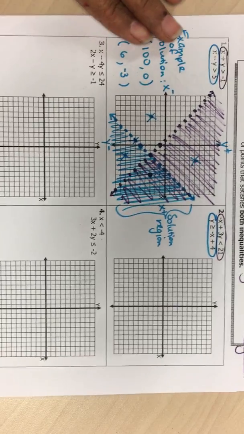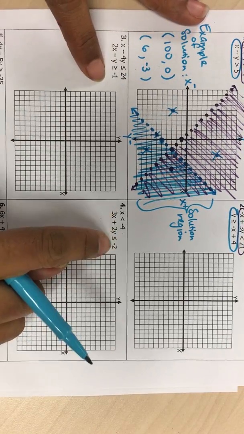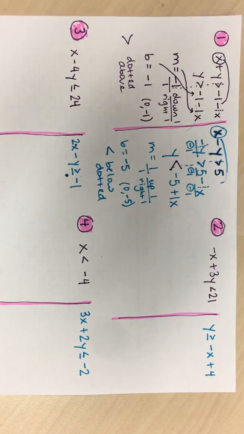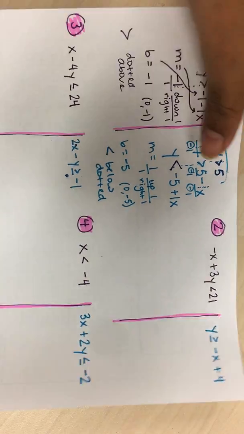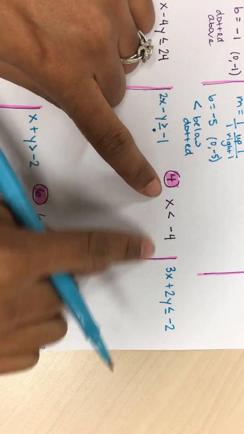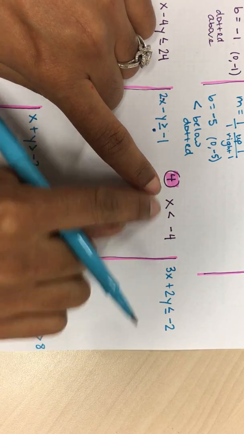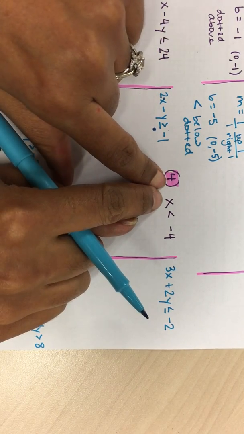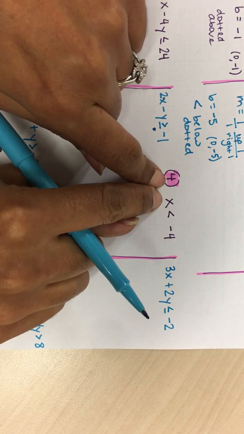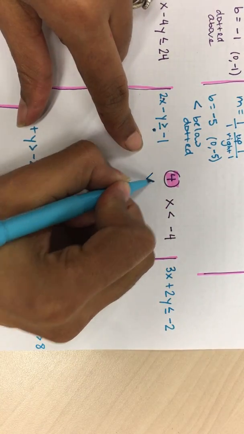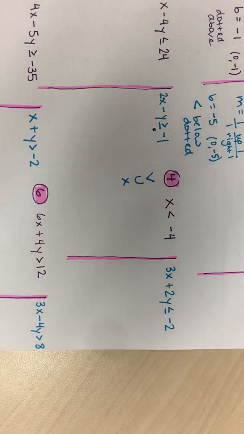One last example. We can do problem 4. Okay, problem 4. Problem 4 is nice because look, we have to solve for y. What happened to y? There's no y to solve for. It's a vertical-line inequality, not an equation.